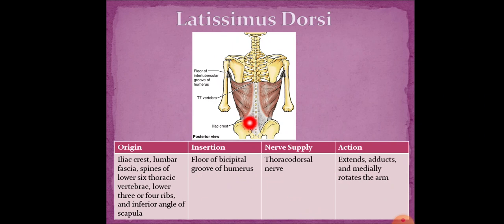Latissimus dorsi. This latissimus dorsi originates from the iliac crest in the hip bone, from the lumbar fascia, from the spine of the lower 6 thoracic vertebrae, and also originate from the last 4 ribs. This muscle inserted into floor of bicipital groove or intertubercular groove. The nerve supply by thoracodorsal nerve. The action: extend, adduct, and medial rotate the arm.